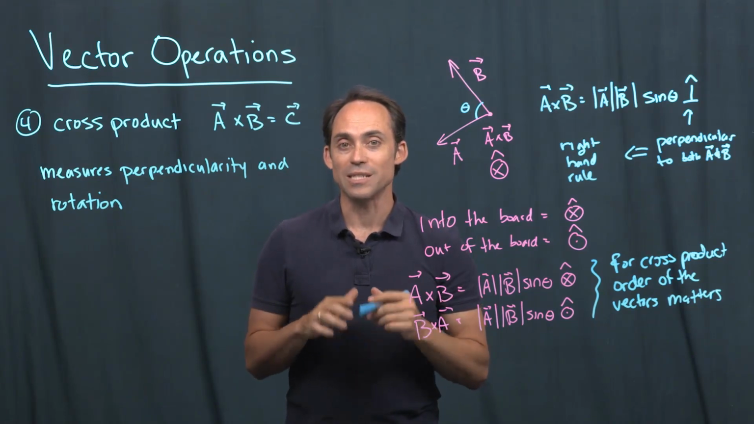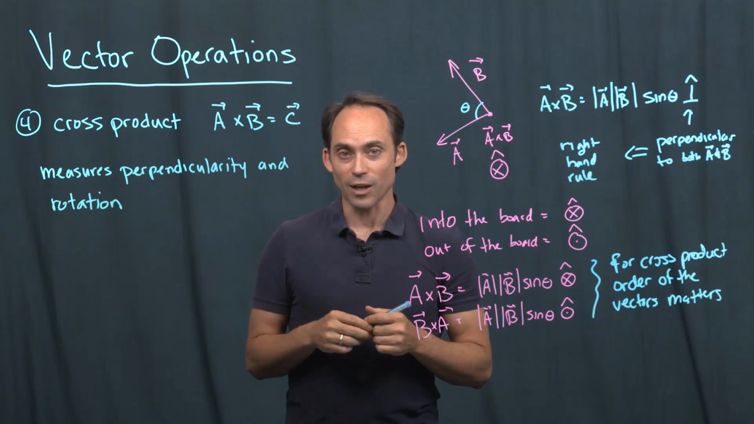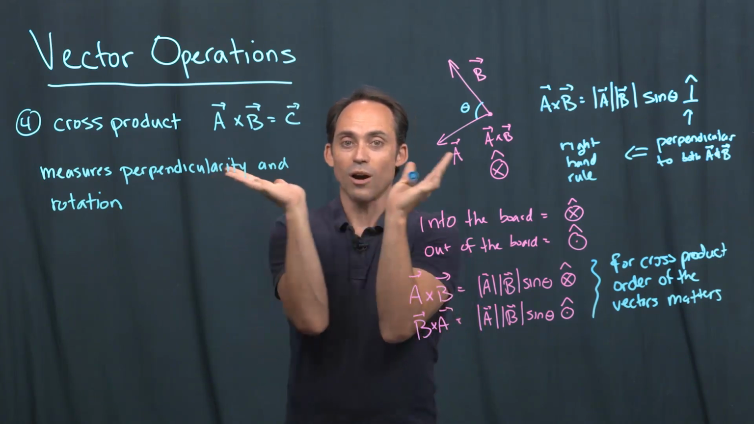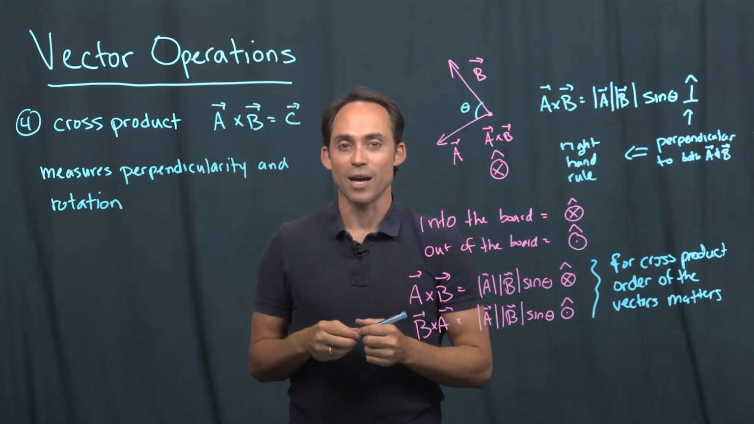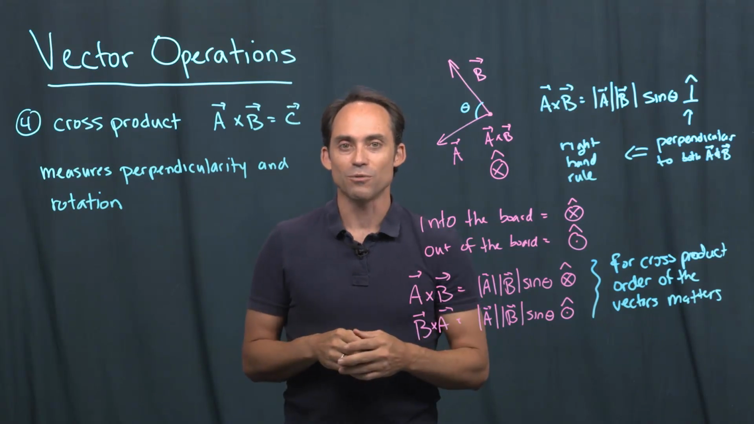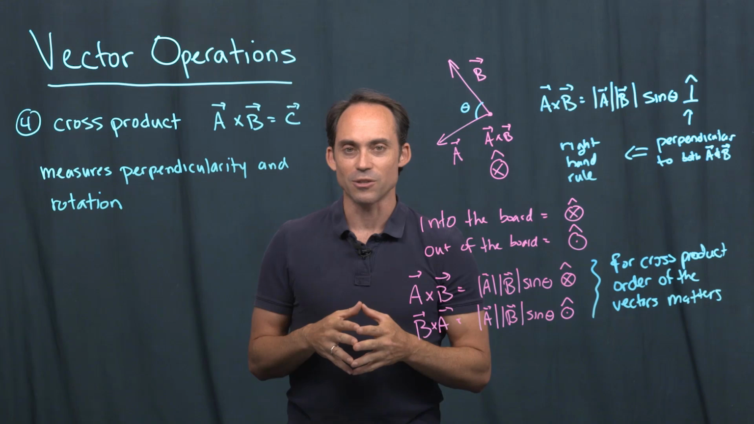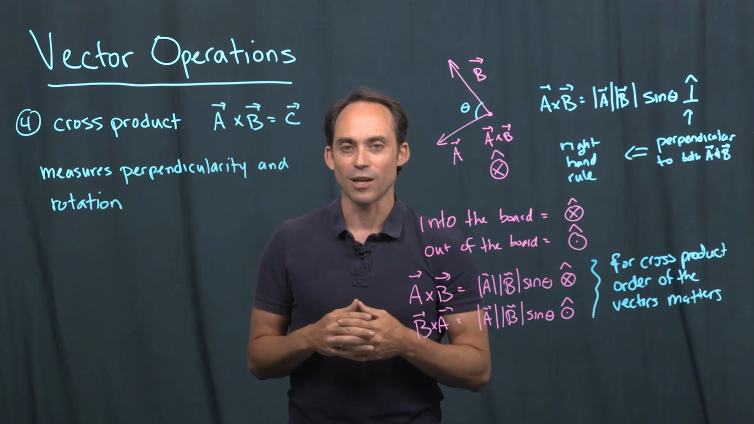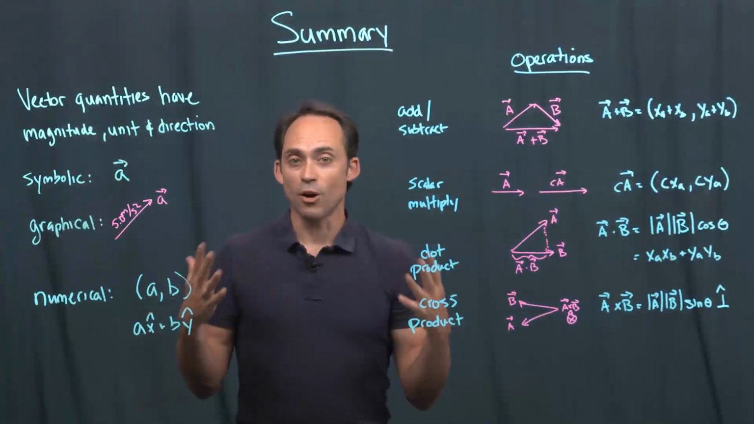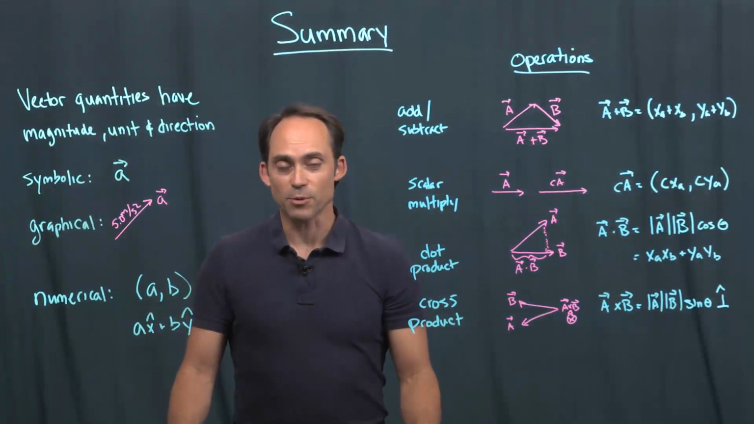So cross products disappear when you have two vectors that are co-aligned, either in exactly the same direction or 180 degrees. In that case, you also have sine of 180 degrees is 0. You have 0 as the cross product. So while the dot product disappears for two perpendicular vectors, the cross product disappears for two vectors that are either aligned or anti-aligned.